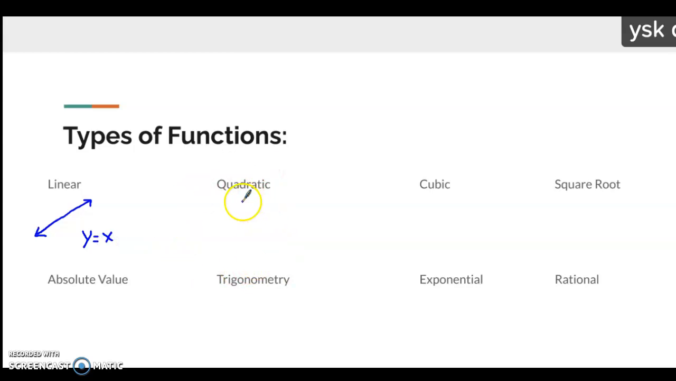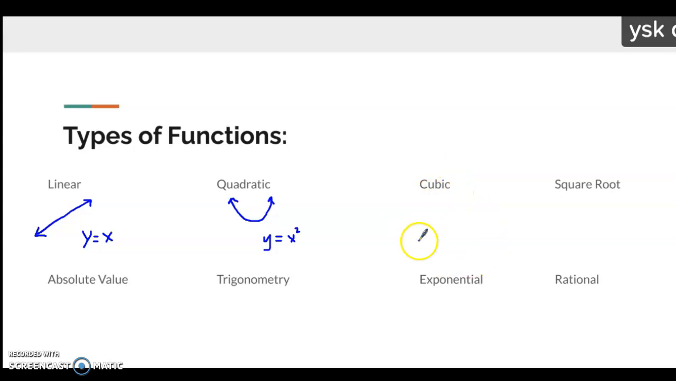You have a quadratic function. A quadratic function is also known as a parabola. That's the one where you have a U shape. Again, the U shape can be facing up or it can be facing down. But that also means that instead of having just an x, we now have an x squared.